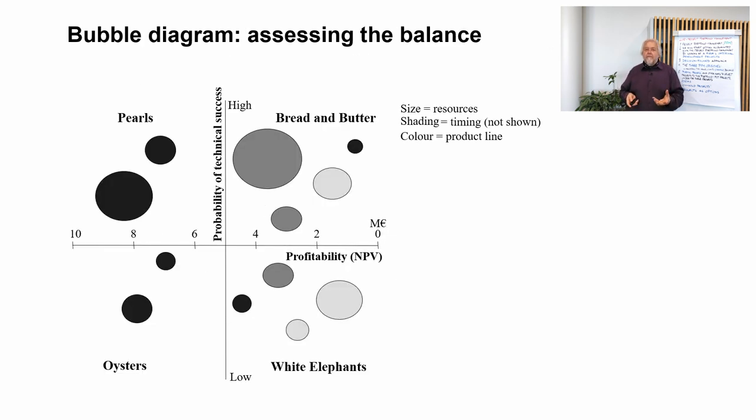We have here another example of a bubble diagram that doesn't bring us much new to what we already looked at. So maybe one aspect that we can see here as a marking technique is that at the top right corner, the size of the bubble refers to resources, and then the shading refers to timing. For example, we can categorize the projects in terms of how fast we can get the return or reward or the project completed.